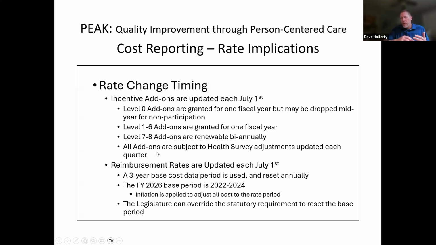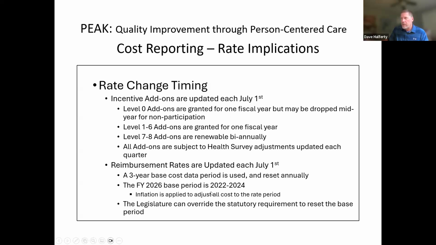I talked about the reimbursement rates and how those costs flow through to the cost report, and then that flows through to the rate components. So that also gets reset every July 1st. And when we set those rates, we're looking at a 3-year base cost data period and using that to establish what those rates will be. That 3-year base period is generally reset every year. So every July 1st, that's usually rolled forward.